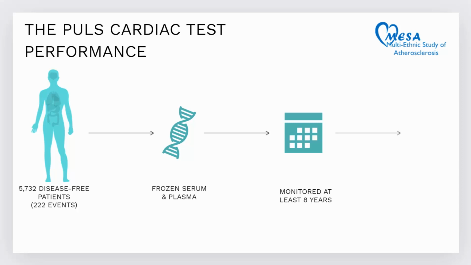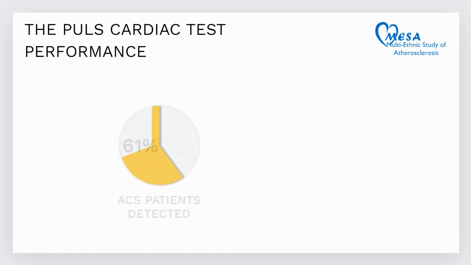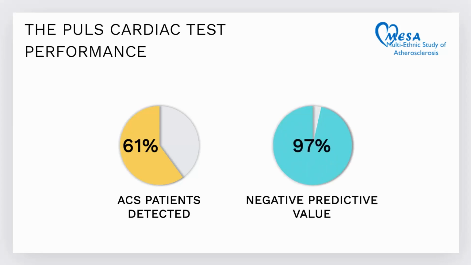The National Institutes of Health took the frozen serum and asked if the PULS cardiac test could predict a significant number of people who had a heart attack. The answer was positive, around 61% in their cohort. They also found that the test had a 97% negative predictive value. This means that patients with a negative screening test are likely not to have the disease. This helps determine who is a vulnerable patient.